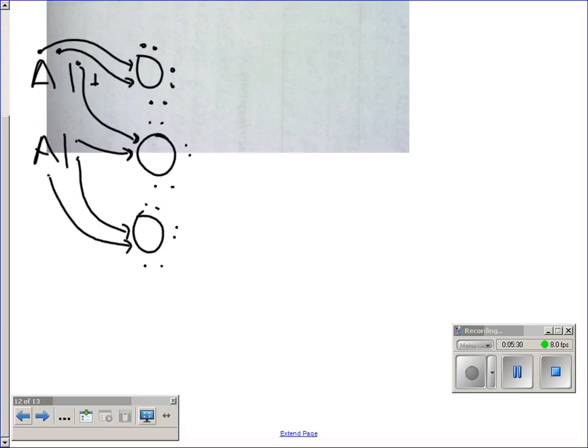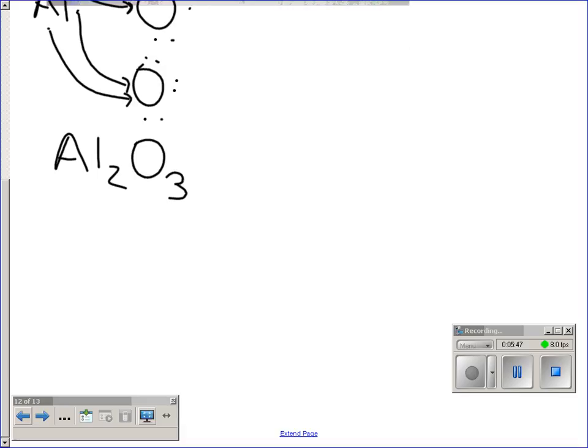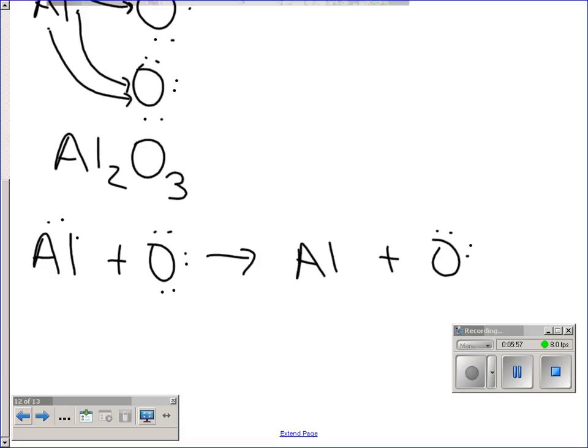So if you count Al2O3, this is why we crisscross charges. Because this tells us how many aluminums I need for how many oxygens. I need 2 aluminums to satisfy 3 oxygens. So just to clean this up a little bit, Al3 plus oxygen 6 yields Al plus a full octet oxygen. Al with a +3 charge, oxygen with a -2 charge.